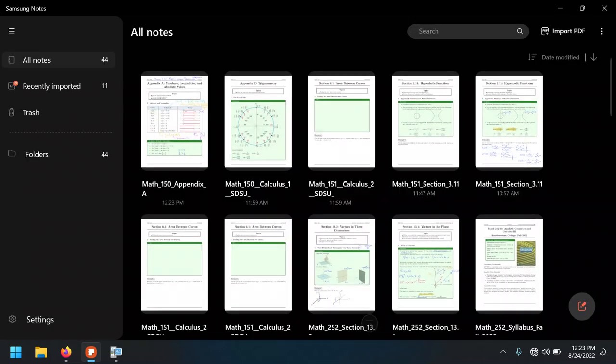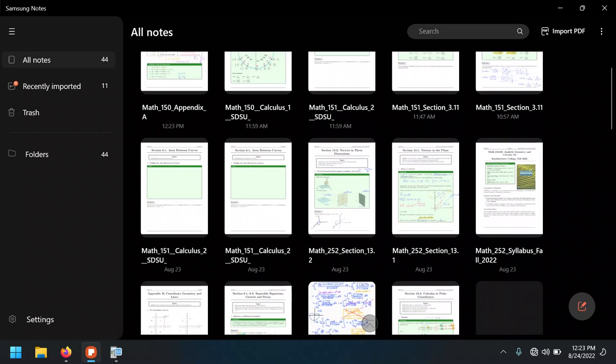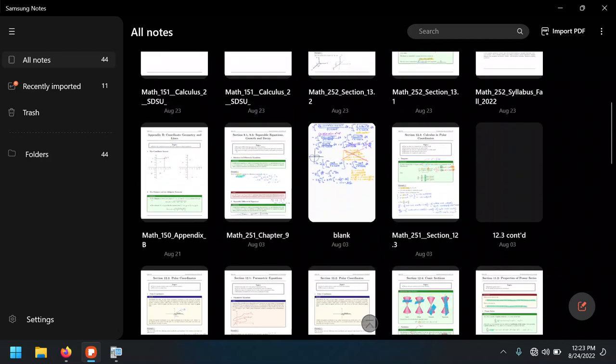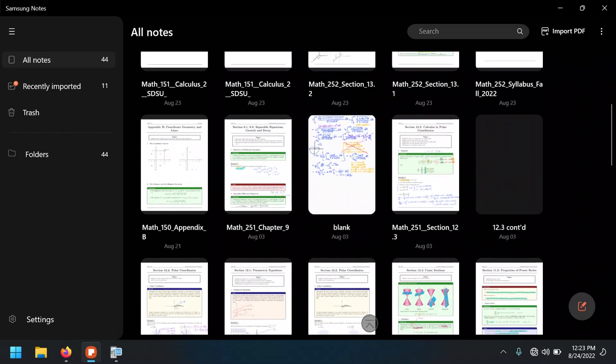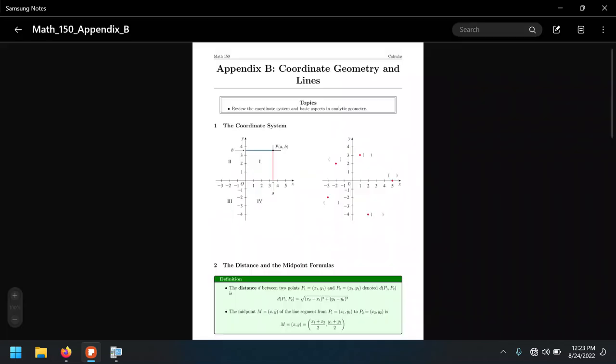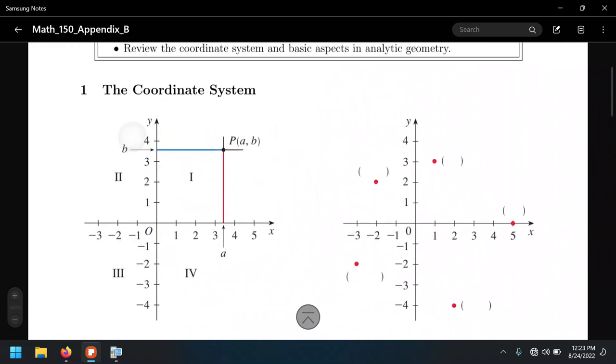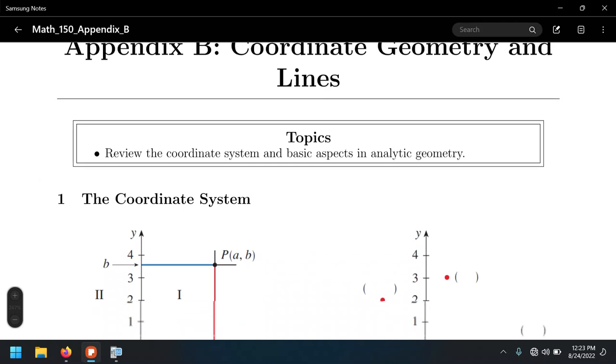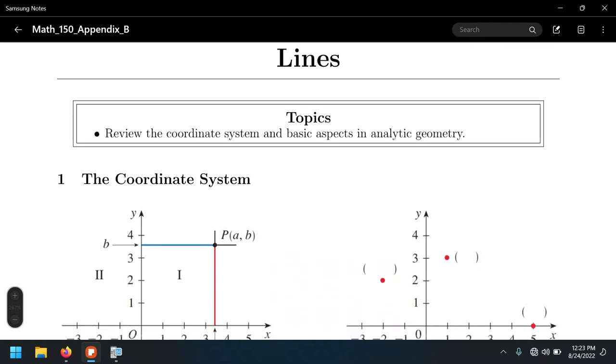another topic here. Where is it? Okay, I know I had it here. It's appendix B. Oh, here it is. Okay, another piece of information that we need to review here is getting back to being familiar with the coordinate system, geometry, and especially equations of lines.